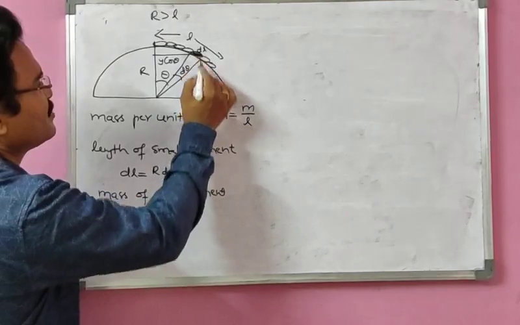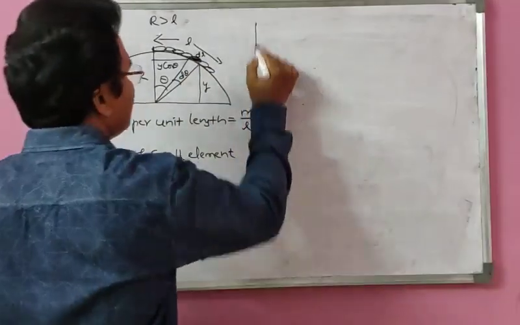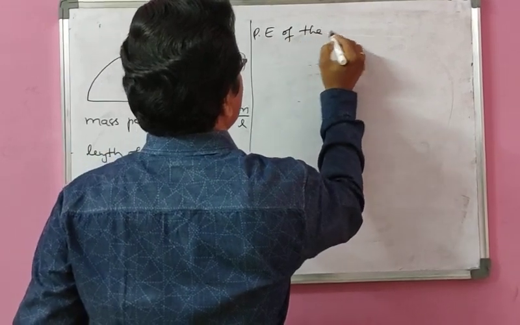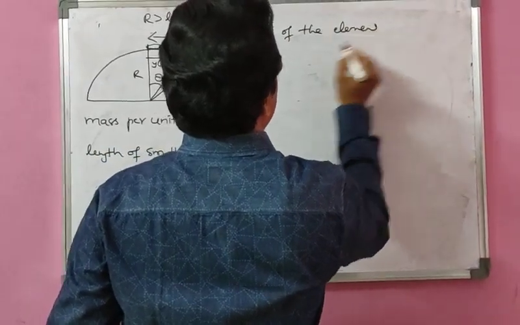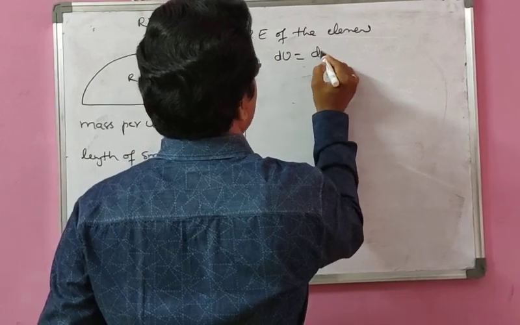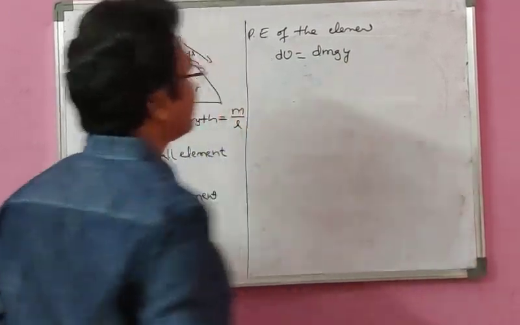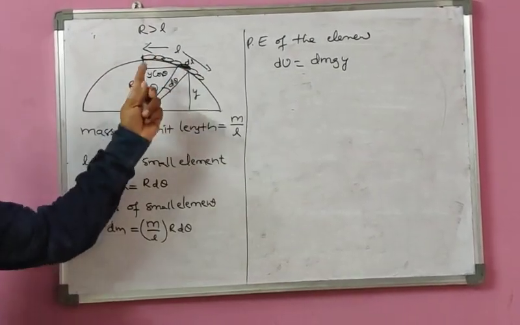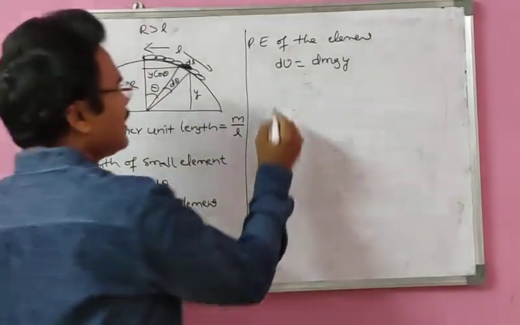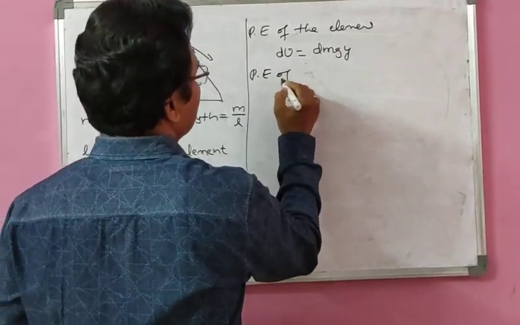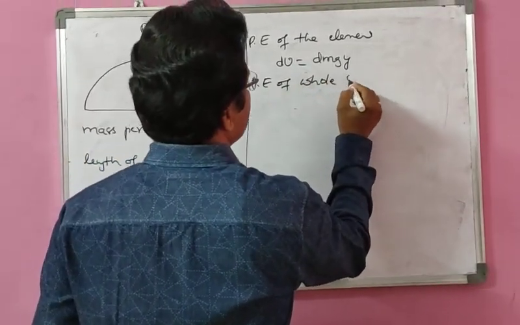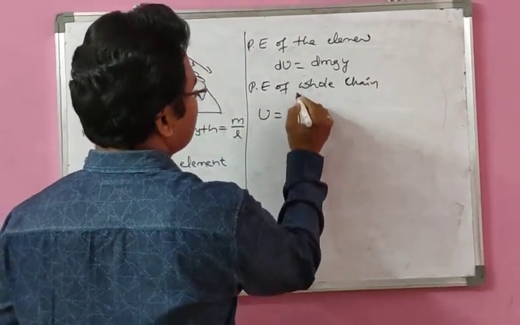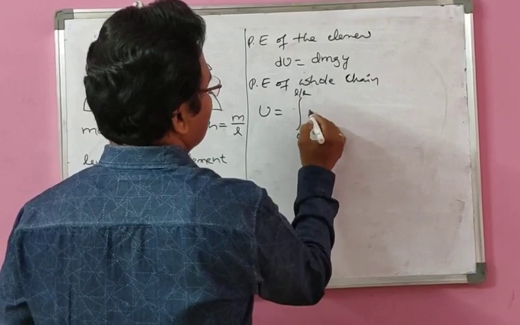And what is the height of this one here? y. So therefore the potential energy of the element, du equal to dm g y. But we want the potential energy of the whole chain. Therefore, to calculate that, potential energy of whole chain, U equal to integral from 0 to L by R of du.